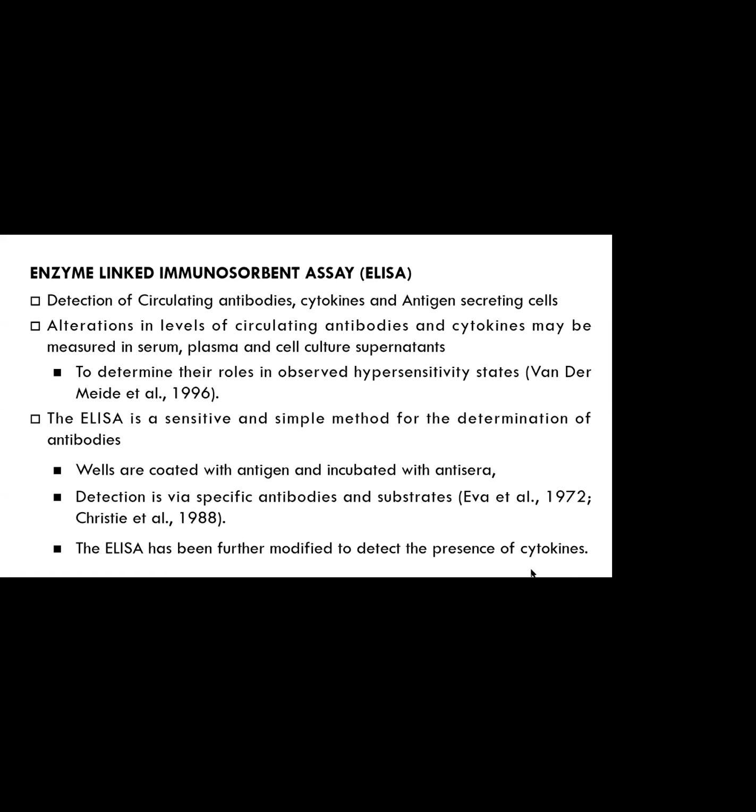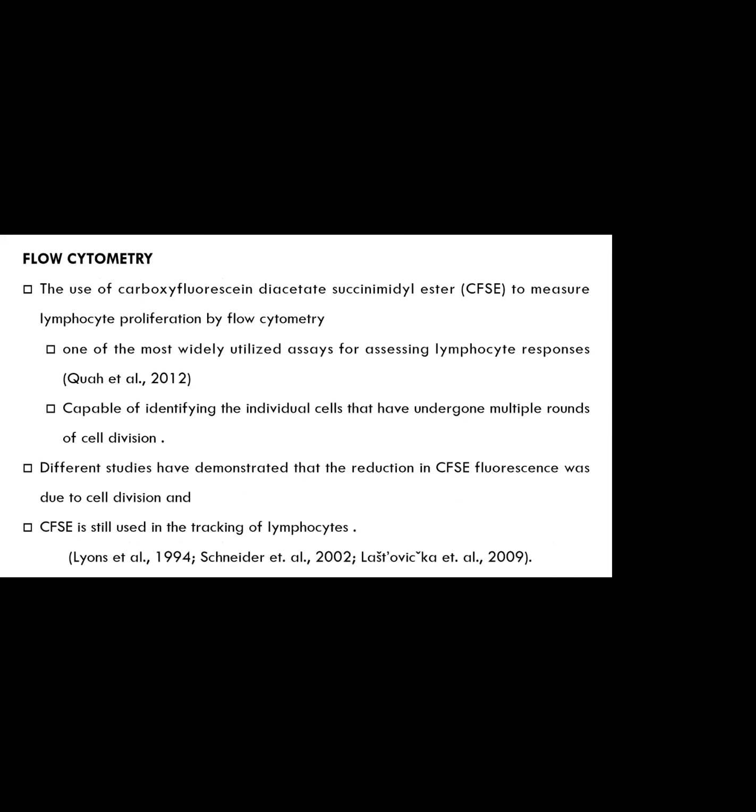Now, the ELISA is a very simple method and can be run practically anywhere. So at the bottom here, we just have a small explanation that the wells are coated with antigen and incubated. Detection is via specific antibodies and substrates, and it has currently been modified to detect the presence of cytokines. These are the basic principles of this.